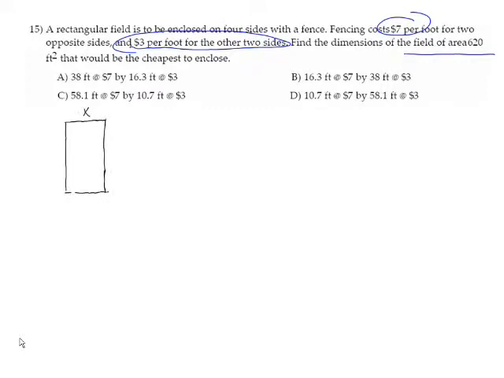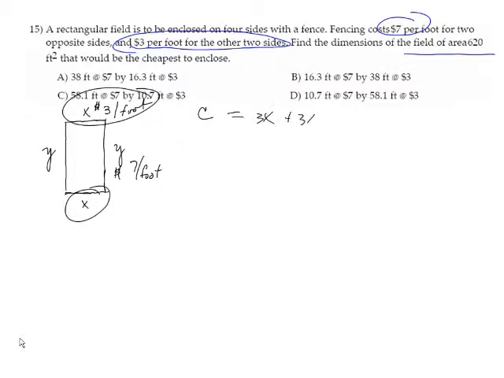Let's say that the width of the field is x, and the cost of that side of the field, let's say, is going to be $3 a foot, and the other side is going to be y, and it's going to be $7 a foot. So we can say that the cost function is going to be 3x plus 3x plus 7y plus 7y. So the cost is 6x plus 14y.